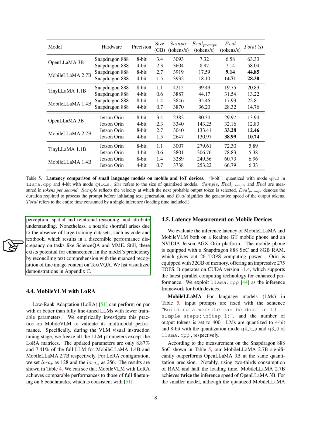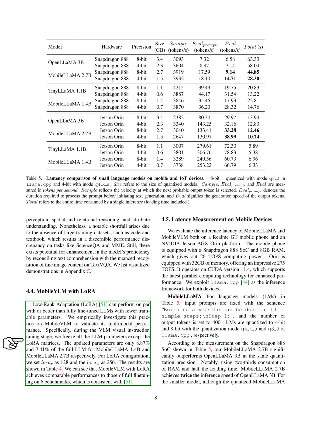However, the lack of large training datasets, such as code and textbooks, results in a noticeable performance gap on tasks like ScienceQA and MME. In Section 4.4, we investigate the use of low-rank adaptation, LoRA, on our MobileVLM model. During the visual instruction tuning stage, we freeze all the language model parameters except the LoRA matrices. The updated parameters are only 8.87% and 7.41% of the full language model for MobileVLM 1.4B and MobileVLM 2.7B respectively. Our results show that MobileVLM with LoRA performs comparably to full fine-tuning on 6 benchmarks.